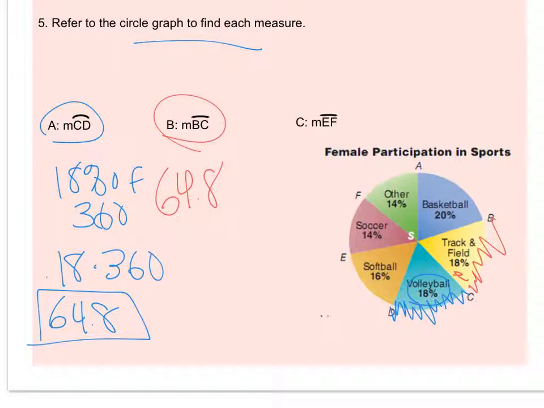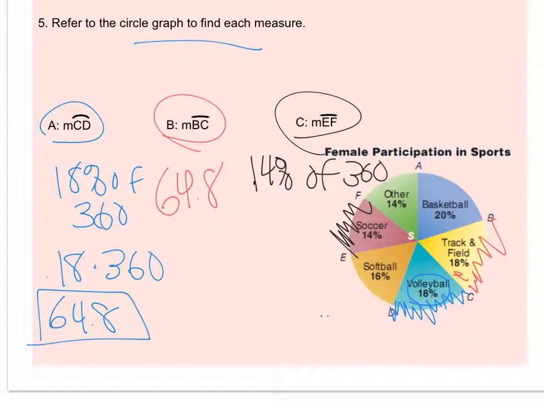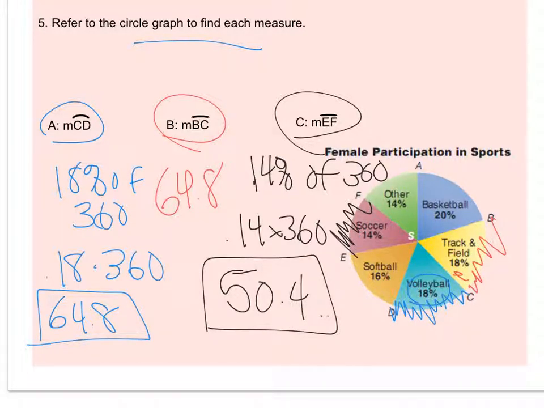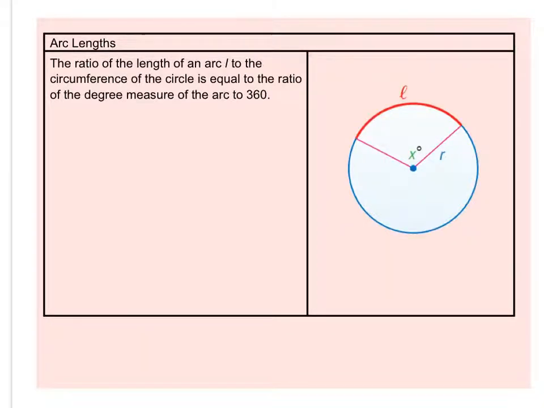Now looking at EF, that's soccer, that's 14%. So that's going to be 14% of 360. So that's 0.14 times 360, which is 50.4. So there's my answer. Arc length is different than measure.